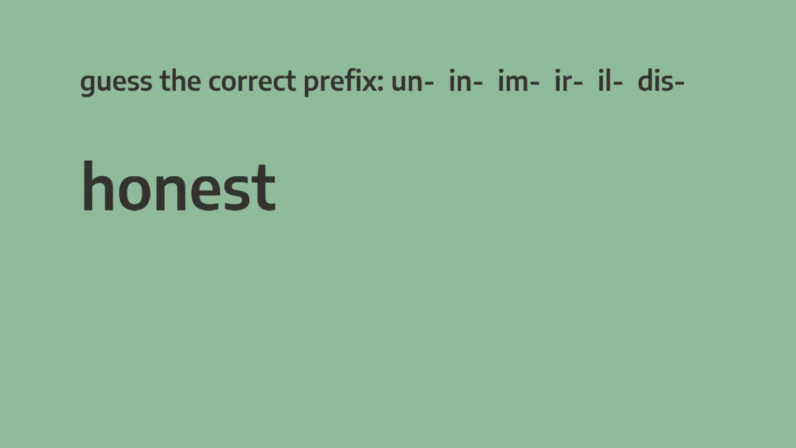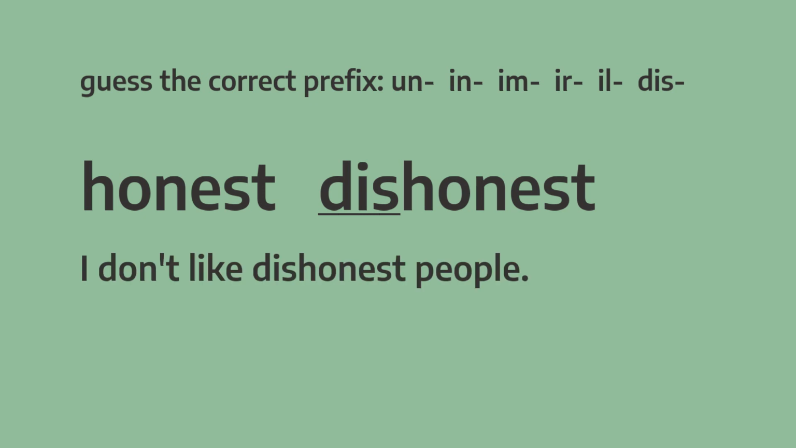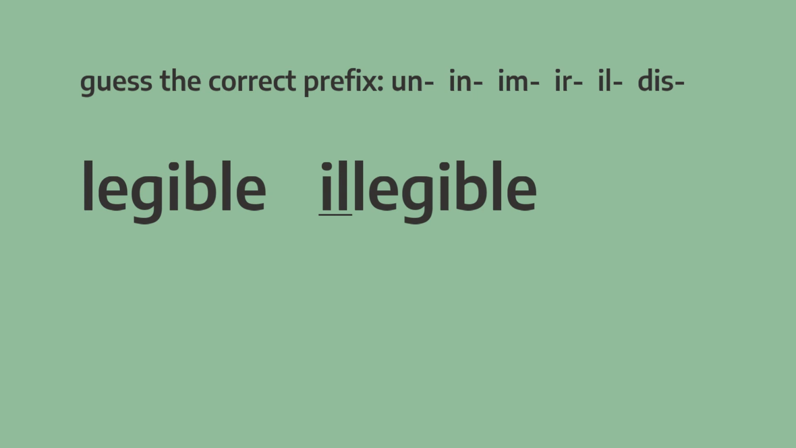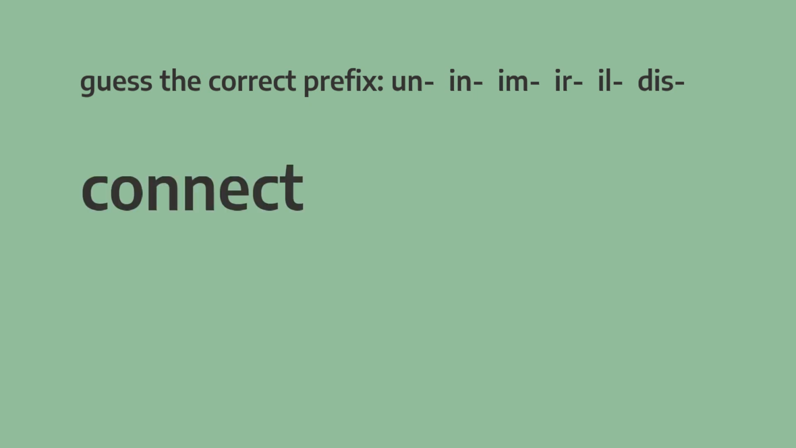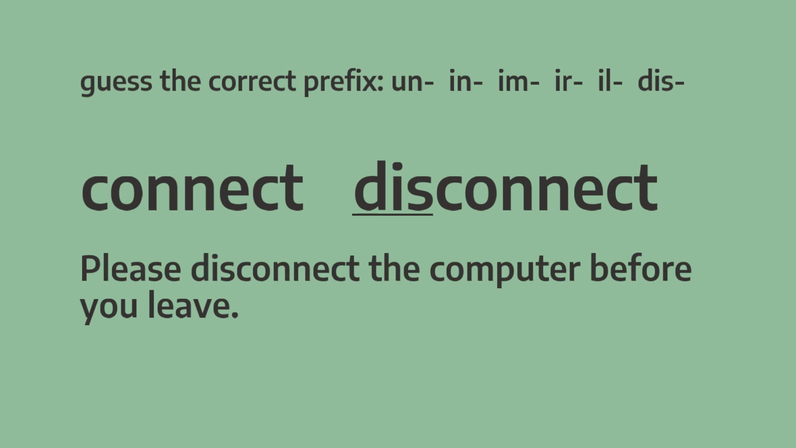Next word, honest. Dishonest. I don't like dishonest people. Next word. Legible. Illegible. I'm sorry, but your handwriting is illegible. Next word. Connect. Disconnect. Please disconnect the computer before you leave.